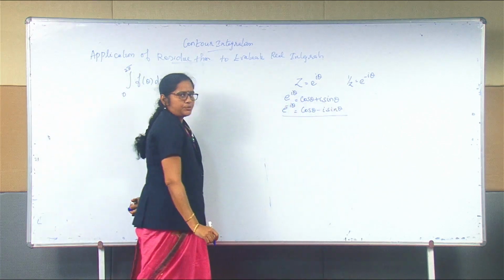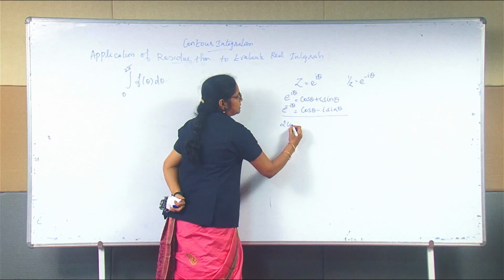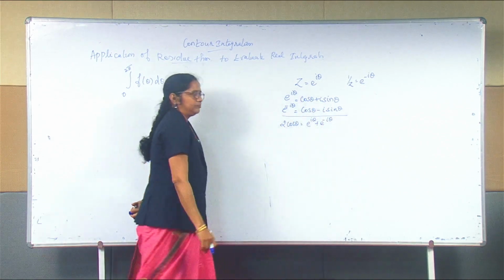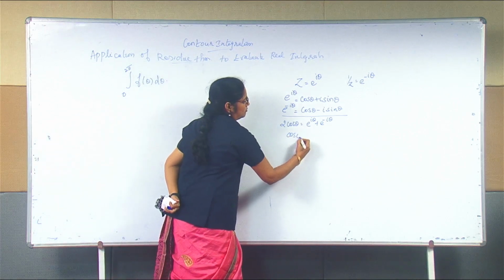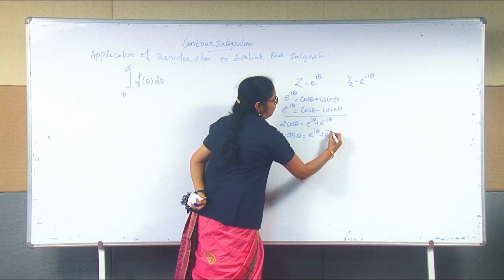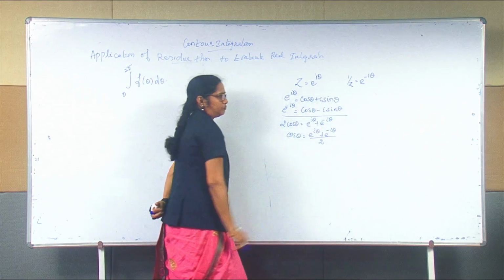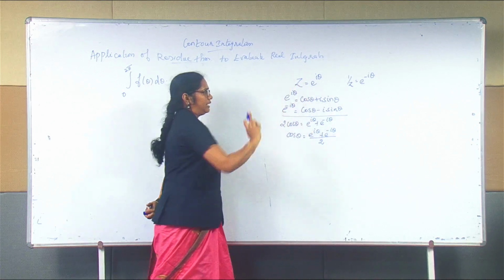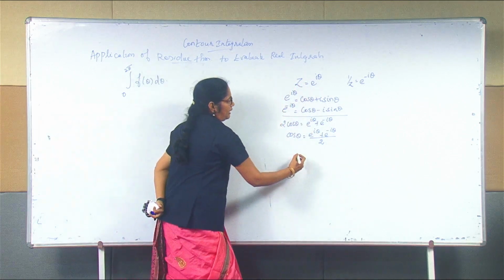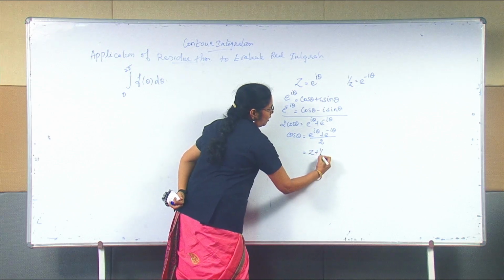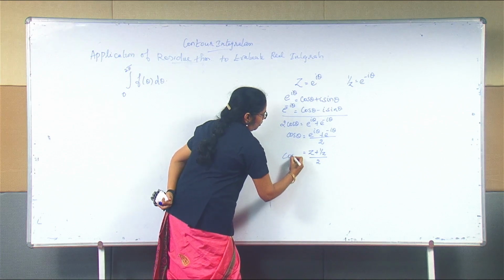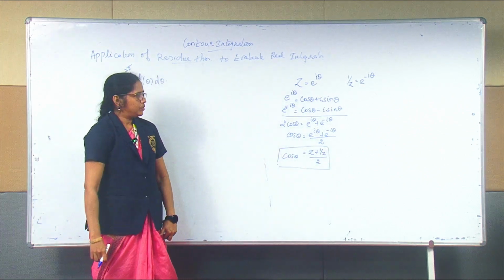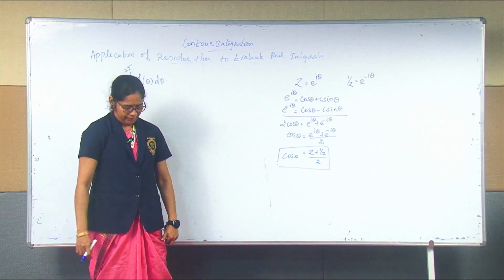How can we find cos theta? If I add these two, we get 2 cos theta equals e power i theta plus e power minus i theta. So cos theta is e power i theta plus e power minus i theta by 2. e power i theta is nothing but z, and e power minus i theta is 1 by z. So we can replace this: cos theta is z plus 1 by z, all by 2.